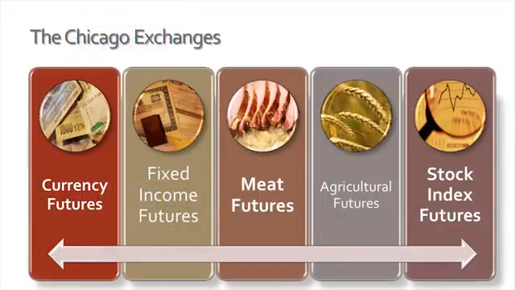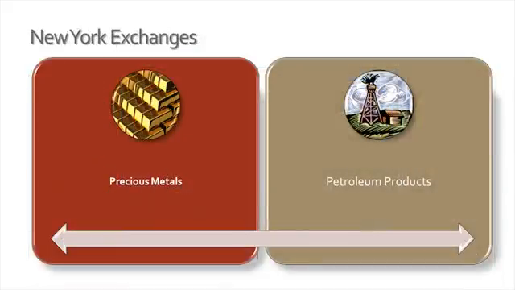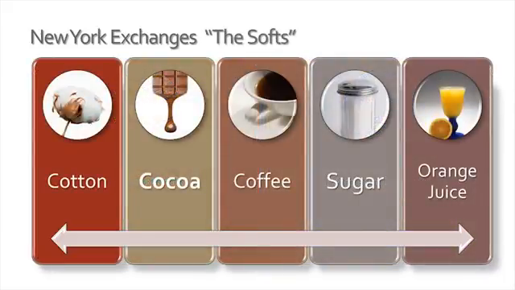The Chicago exchanges trade the largest variety of futures contracts in the widest range of markets. Some of these include currency futures, fixed income futures, meat futures, agricultural futures, and stock index futures. New York exchanges trade precious metals, petroleum products, and a group of agricultural products known as the softs. The softs include cotton, cocoa, coffee, sugar, and orange juice.